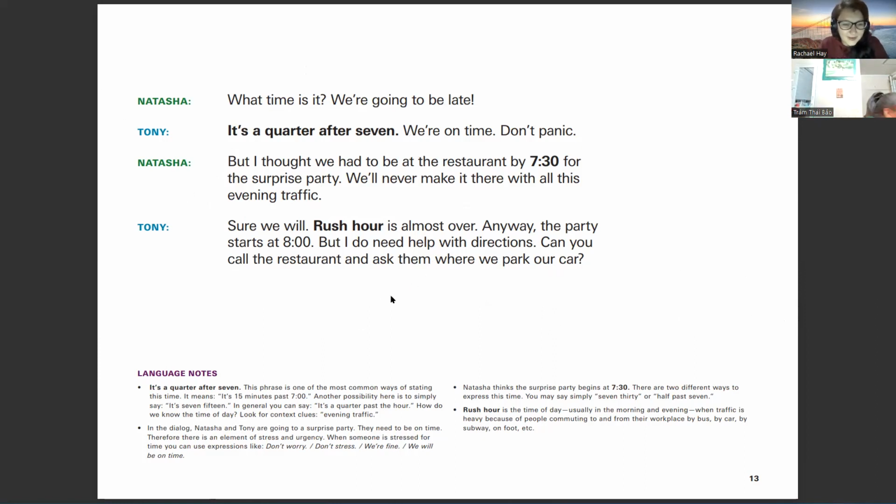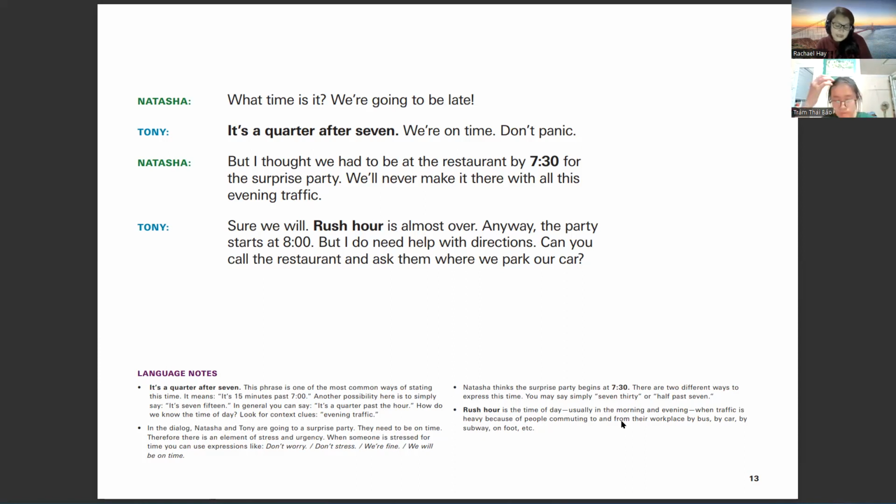Okay. And then rush hour is the time of the day, usually in the morning and the evening, when traffic is heavy because of people commuting to and from their workplace by bus, by car, by subway, or on foot, etc.